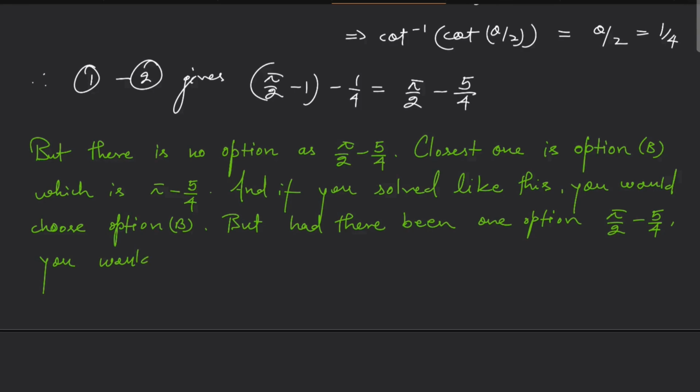So if you have solved this question like this, you would choose pi by 2 minus 5 by 4 as your answer. Okay, but that would be wrong. That would be wrong because that option also would have been given to confuse you. Okay, so what is the mistake that we have done here? What's the mistake? Many of you would have already noticed it.